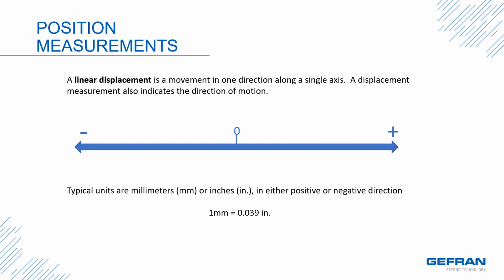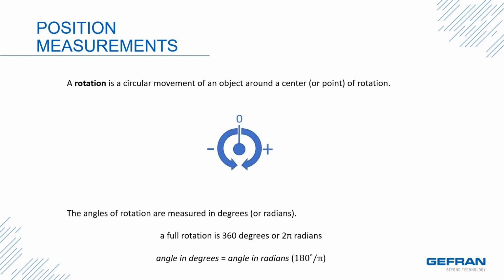A linear displacement is a movement in one direction along a single axis. A displacement measurement also indicates the direction of motion. Usually this is indicated in millimeters or inches. A rotation is a circular movement of an object around a center or point of rotation. It can be in either direction. Angles of rotation are measured in degrees or radians.